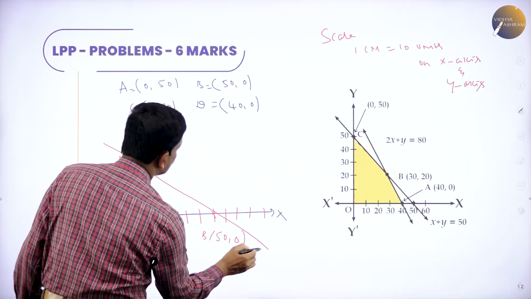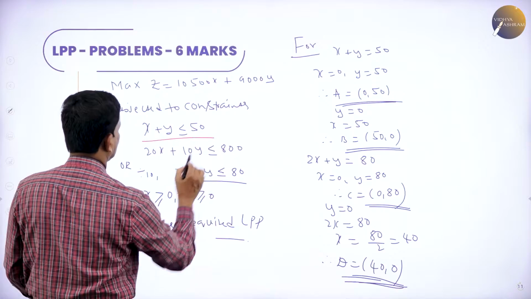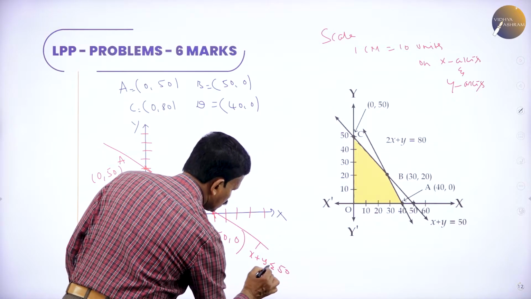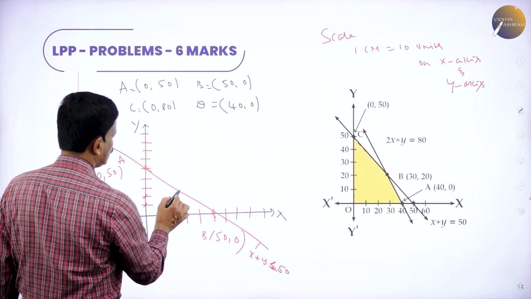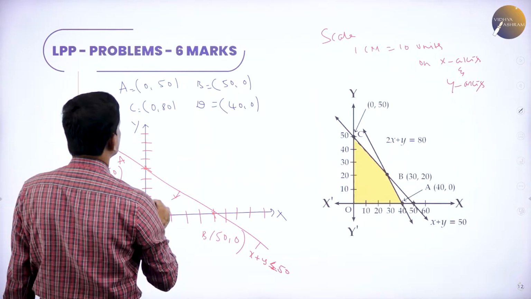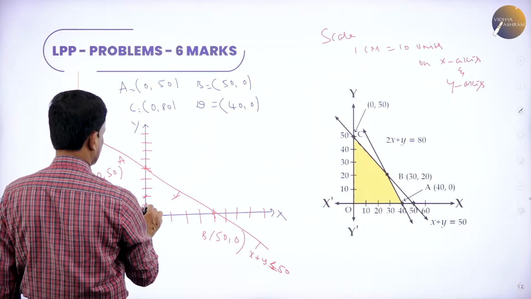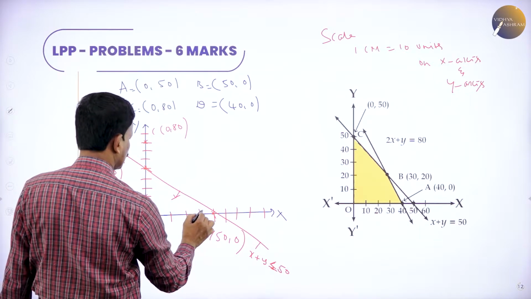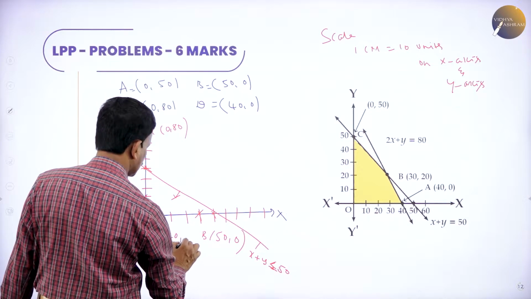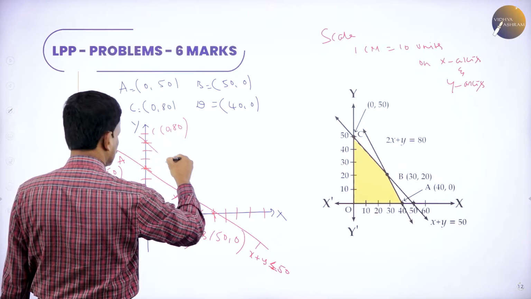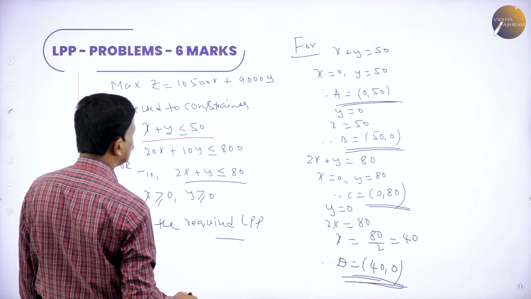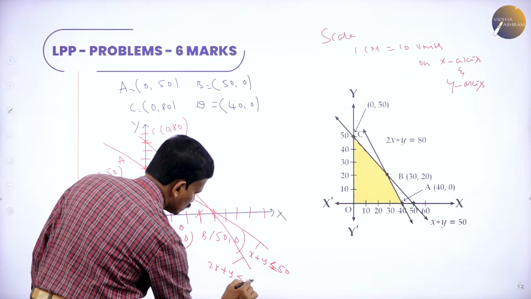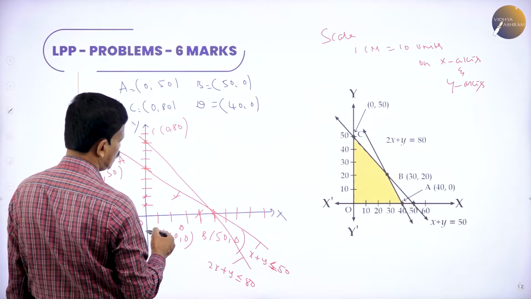Draw a line. What is this line? x plus y is less than or equal to 50. Less than or equal to 50 means this is towards the downwards direction. What is C? 0 comma 80: 10, 20, 30, 40, 50, 60, 70, 80. This is C, and D is 40 comma 0. What is this line? 2x plus y is less than or equal to 80. This also goes in the downwards direction.